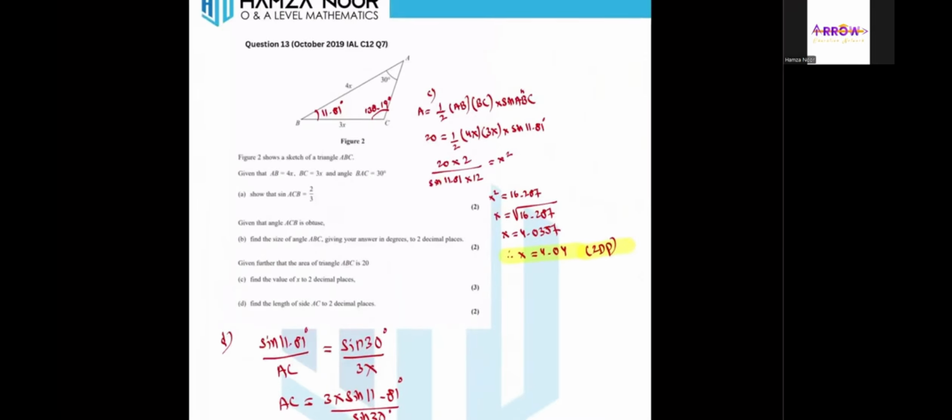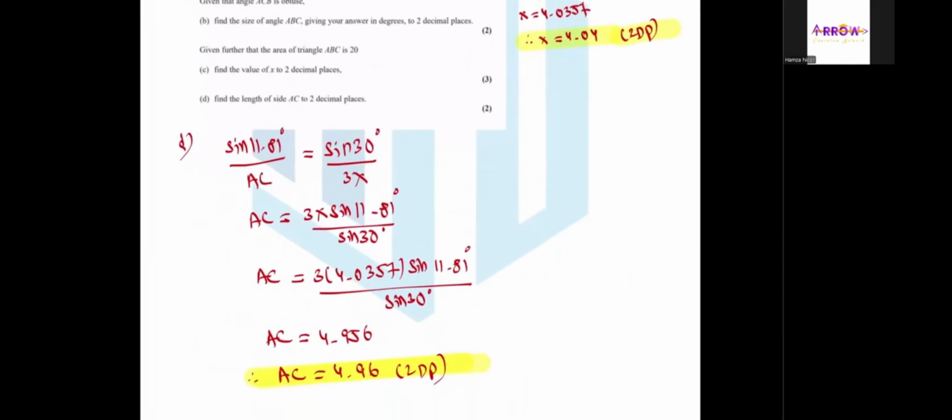Alternatively, you can use the area, which is given to you. Area is 20, and for the length BC you will use 3x, and AC will remain unknown. The included angle is 138.19, which is the obtuse angle. Then accordingly, you can find the length of AC. So whatever comes first to your mind, whatever feels more effective to you, as quickly as possible, you need to gain your full marks and move on to the next questions in your paper.